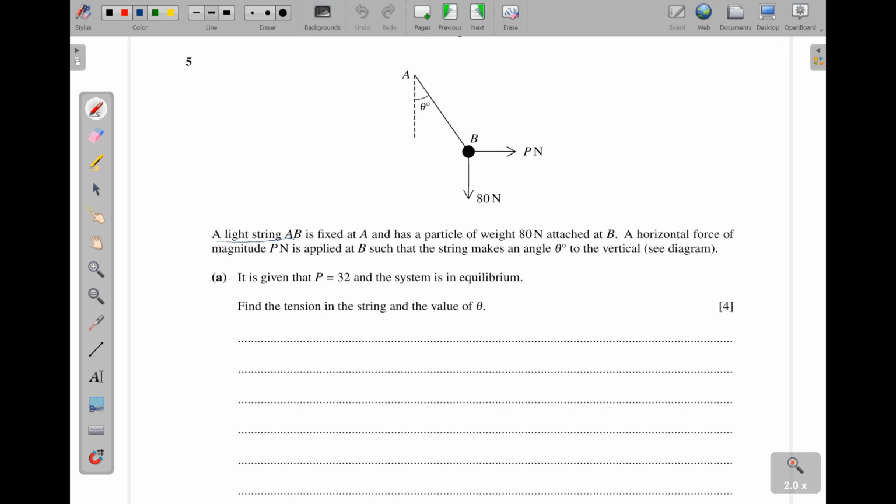A light string AB is fixed at A and has a particle of weight 8 newtons attached to B. A horizontal force of magnitude P newtons is applied at B such that the string makes an angle theta to the horizontal. It is given that P is equal to 32 and the system is in equilibrium. Find the tension in the string and the value of theta.